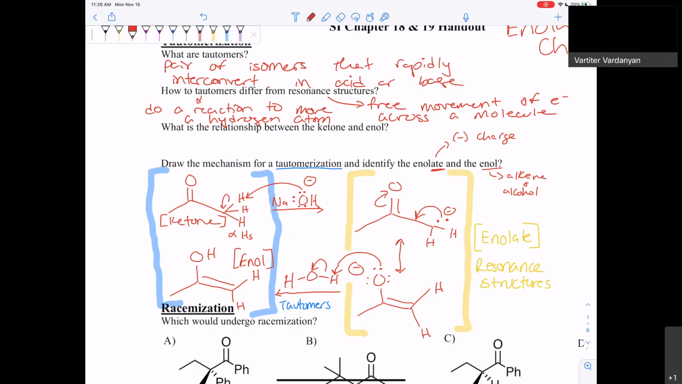And then we already said this, but I'm going to write it down just in case. The relationship between the ketone and the enol is tautomers, or we could call them a tautomeric pair. And that means the same exact thing. That's most likely not spelled right, but that's the same as tautomers.